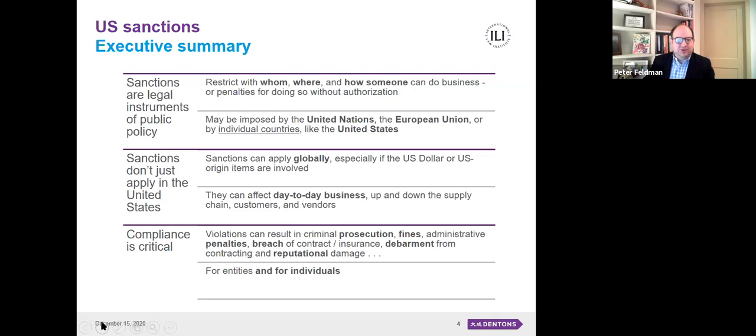Now, unhelpfully, the dictionary sends us in two opposite directions. That's because, of course, the dictionary definition of sanction means both to approve something and to disapprove or punish something. So for our purposes, I'm going to talk about sanctions as being laws and regulations that restrict with whom or where and how people and companies can do business. Sometimes these are called embargoes, sometimes they're called blacklists, sometimes other terms are used.